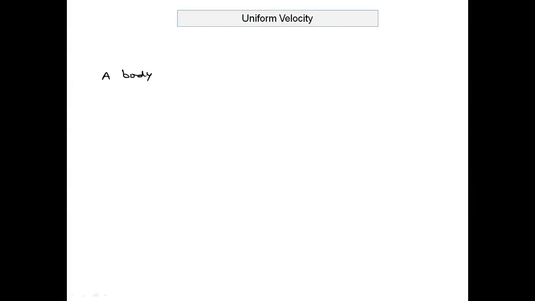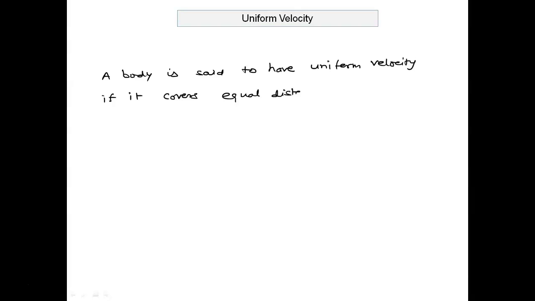A body is said to have uniform velocity if it covers equal distance in equal interval of time in a particular direction. Direction is involved here because velocity is a vector quantity.